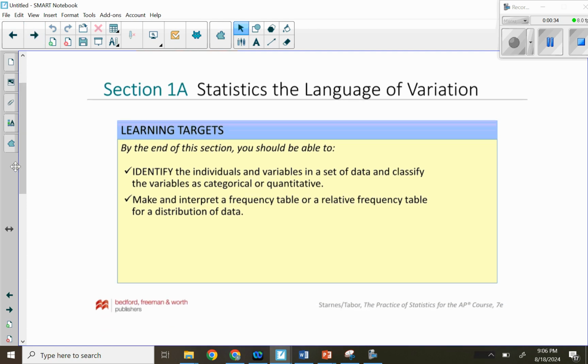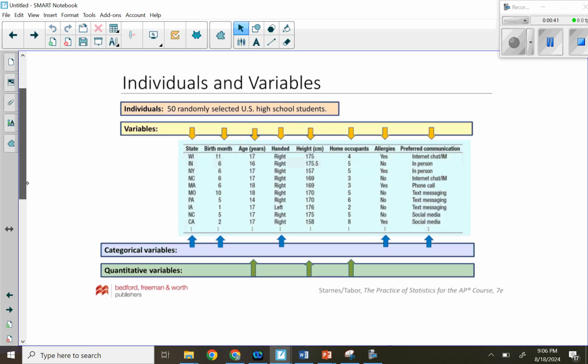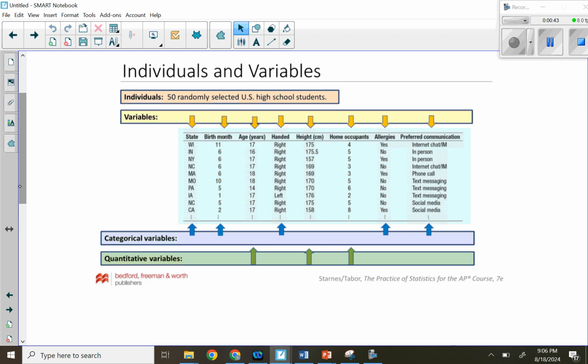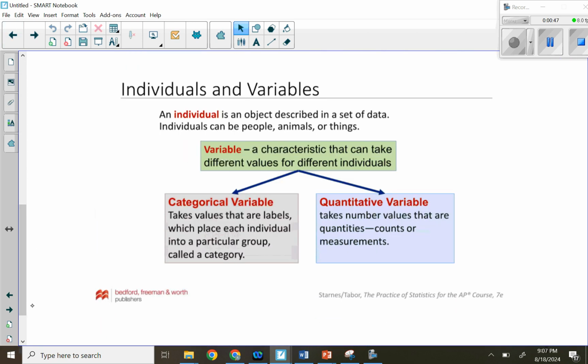So this is just what we're going to do today. We're going to start with individuals and variables. An individual is an object described in a set of data. Individuals can be people, animals, or things. So I think of the individual as like the who you are collecting data from.